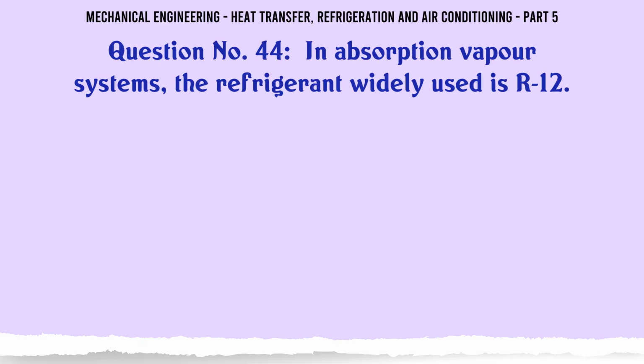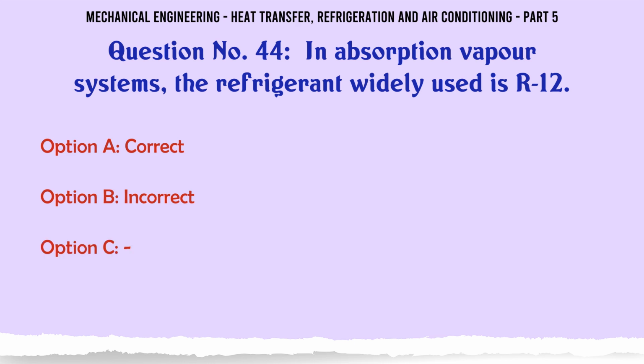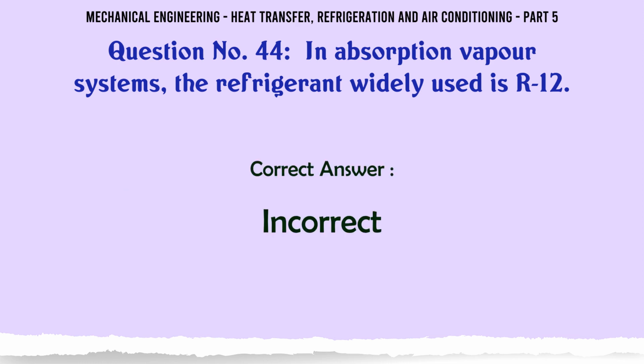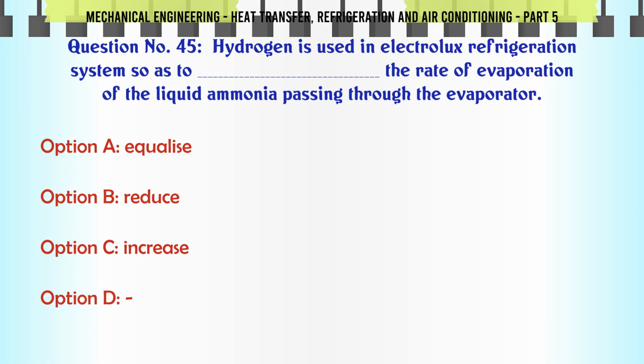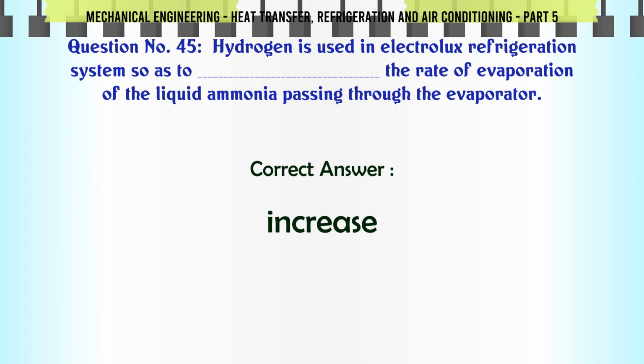In absorption vapor systems the refrigerant widely used is R12. A. Correct, B. Incorrect. The correct answer is incorrect. Hydrogen is used in Electrolux refrigeration system so as to the rate of evaporation of the liquid ammonia passing through the evaporator. A. equalize, B. reduce, C. increase, D. The correct answer is increase.